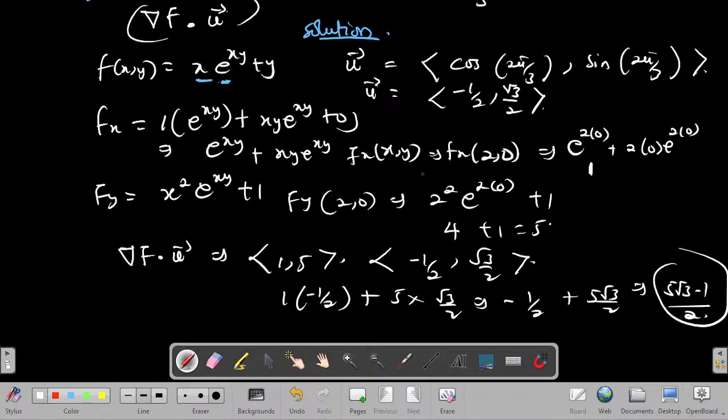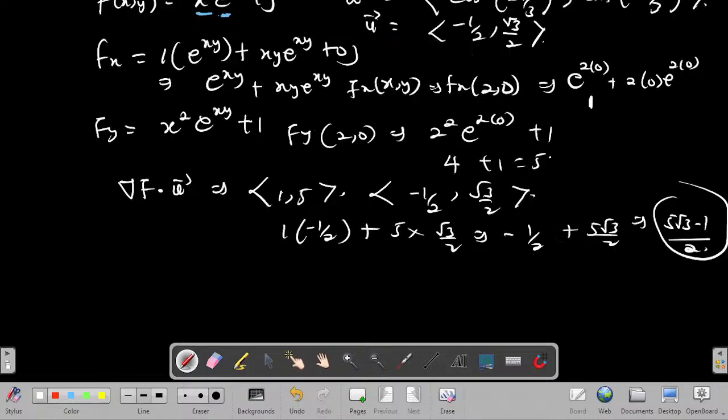And this is how we solve this. It's not difficult. Anytime you see these problems, make sure you go through the same approach. Now let's solve another problem to make things clearer.